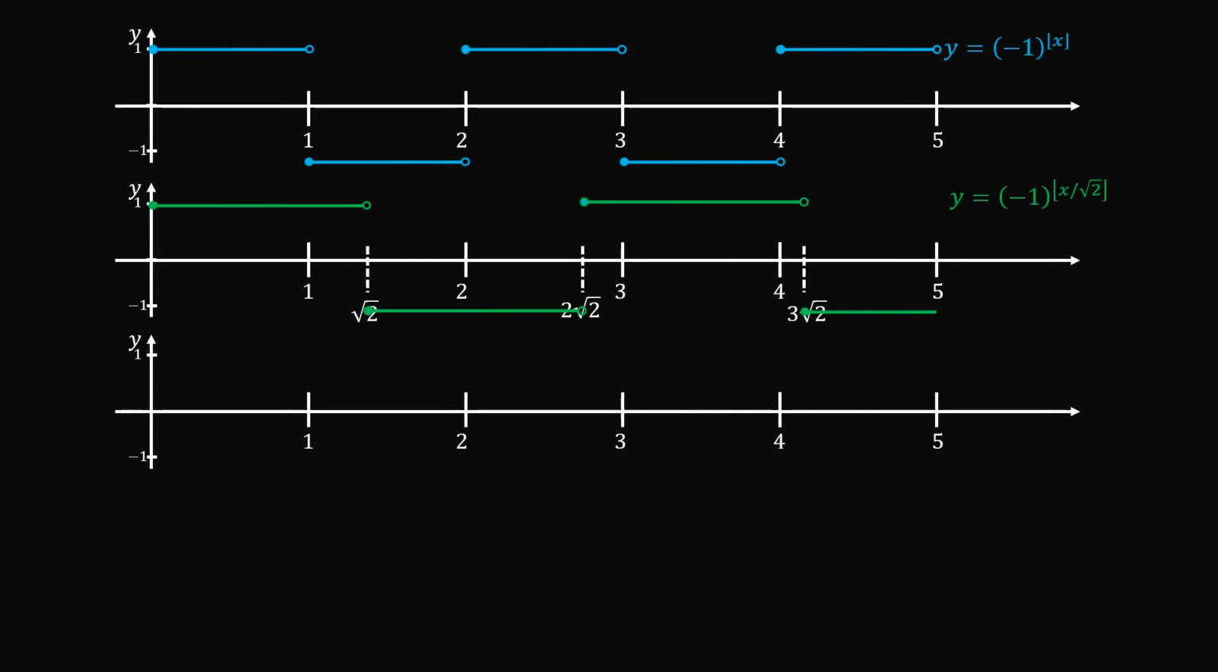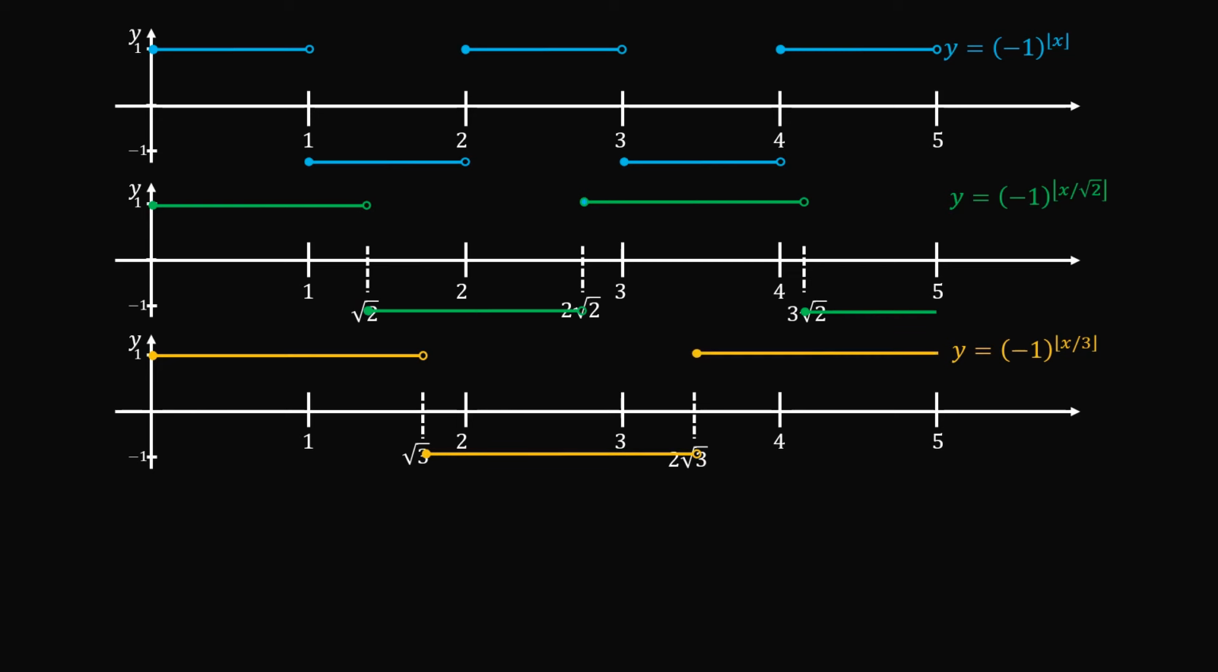The same thing would apply to our y equals negative 1 times x, to the power x over root 3. We'll introduce our intermediaries there from 0 to square root 3. Since the value is going to be 0 there for the floor function, negative 1 to the power 0 is going to be positive 1. From root 3 to 2 root 3, the value there is going to be 1 for the floor function, and so negative 1 to the power 1 is going to be negative 1. And then for the last range there, 2 root 3 to 5, since the floor function is going to be 2, negative 1 squared is going to be positive 1.